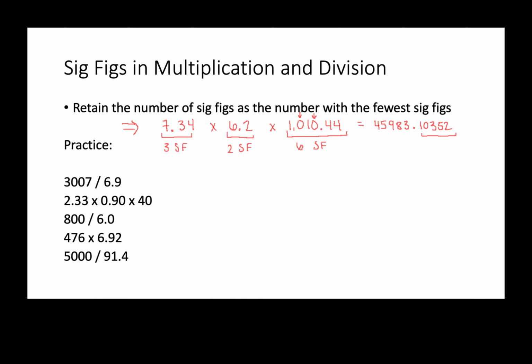So what we want to do is round to the proper significant figure. With multiplication and division, it's the number with the fewest number of sig figs. So out of our 3 numbers we started with, the 6.2 has the fewest number of sig figs. It only has 2 sig figs. So that means we're going to round our final answer to 2 sig figs.